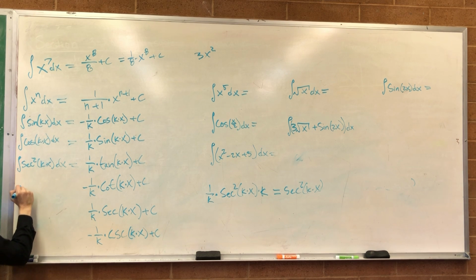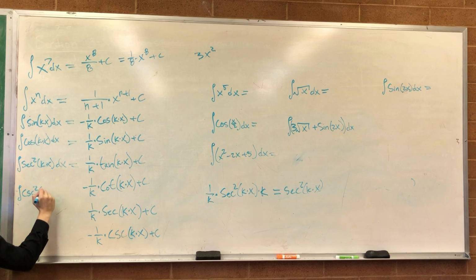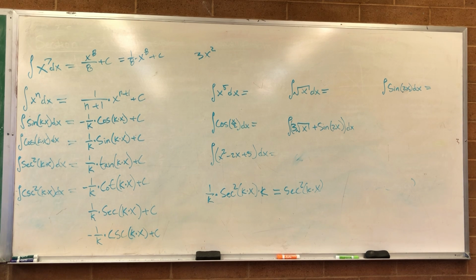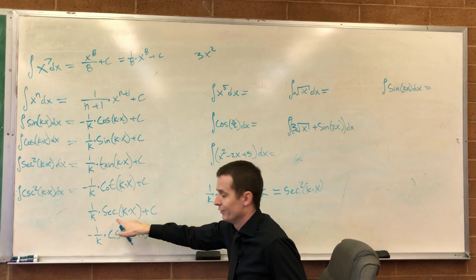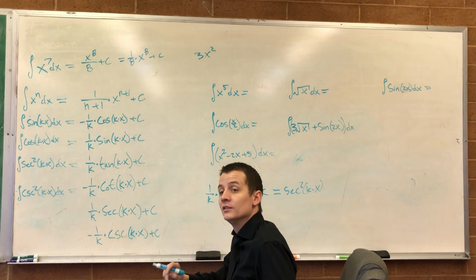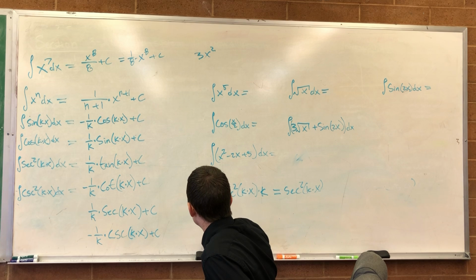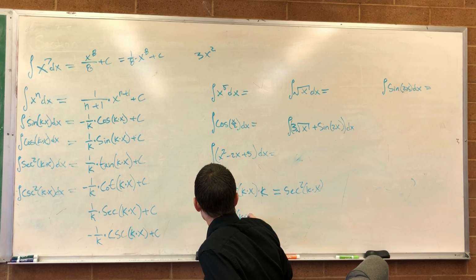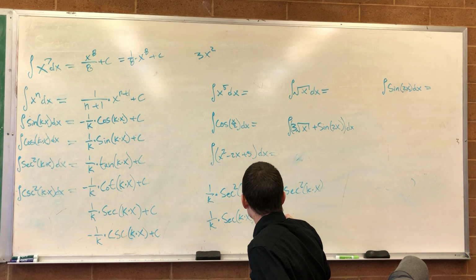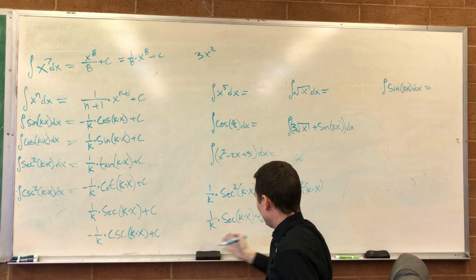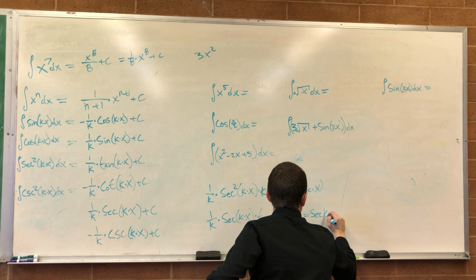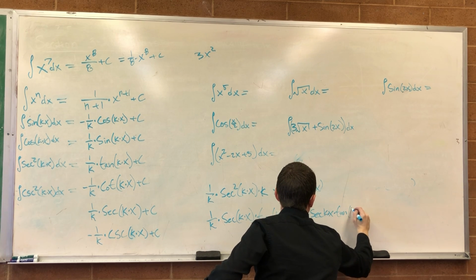Similarly, when you calculate this one, it's going to be the integral of cosecant squared of k times x with respect to x. We'll give you that one, so we don't need to calculate that one. And then we'll do secant. So what's the derivative of this thing? The derivative of secant is secant times tangent. So secant of k times x times tangent of k times x times k. K's go out. And so we're left with secant of k times x times tangent of k times x.